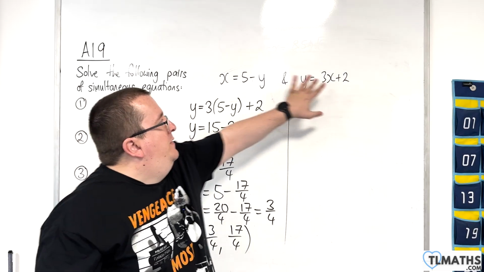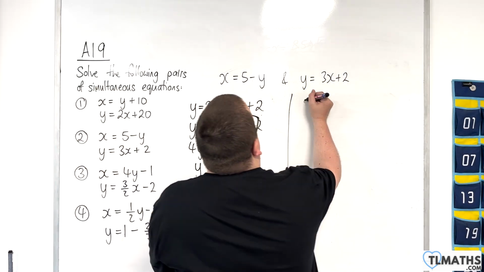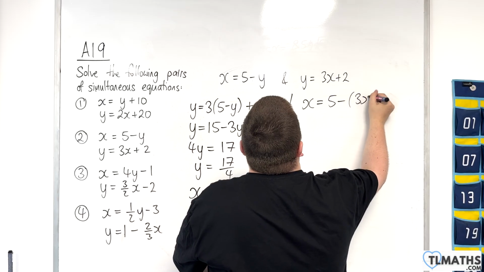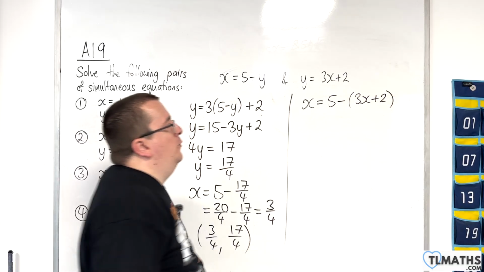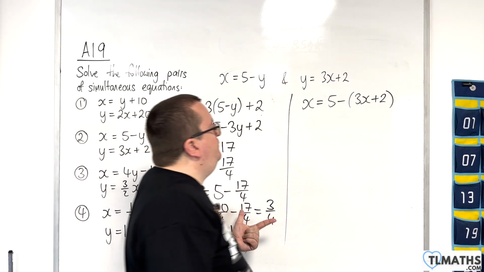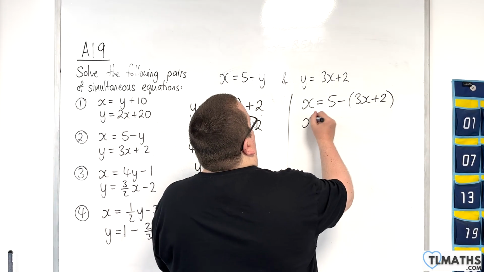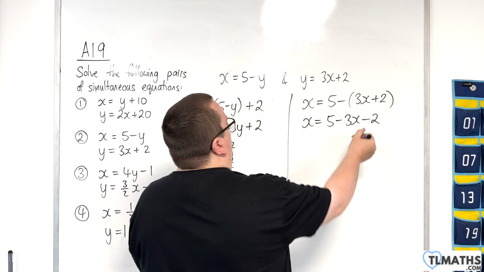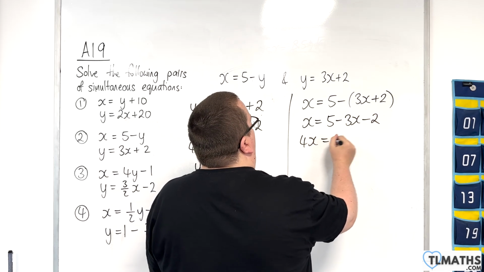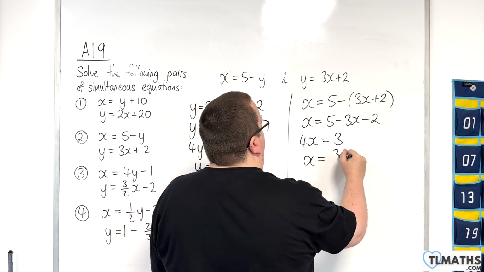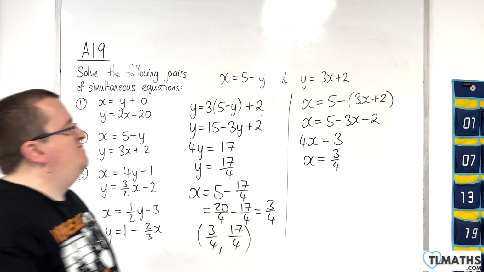Now, if you substituted that one into there, we're going to get x is equal to 5 take away y. So make sure that's in a bracket, otherwise you're going to forget subtracting the 2. So that's 5 take away (3x plus 2). We'll add 3x to both sides. 5 take away 2 is 3. Divide both sides by 4, we get x is 3/4.